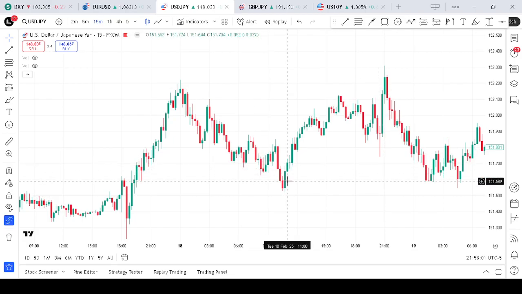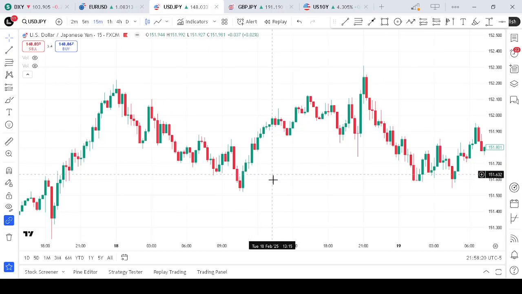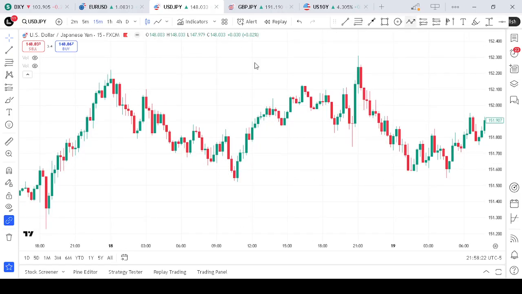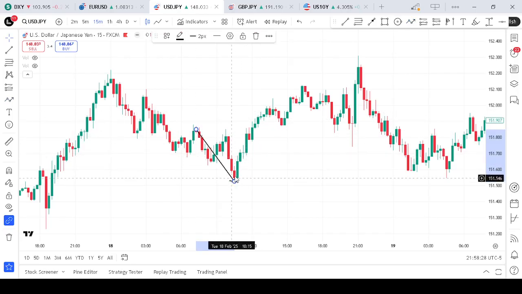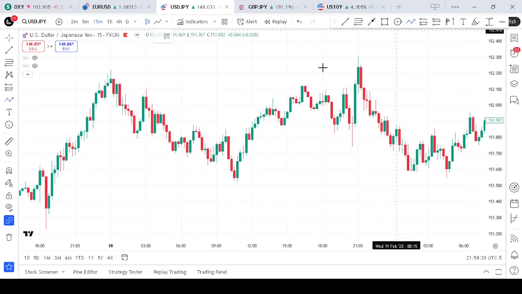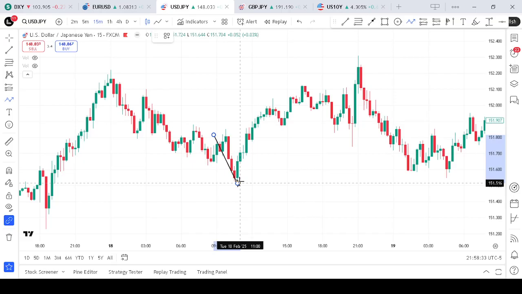Following the decline, you would notice a quick rebound in price. This recovery is crucial as it suggests that buyers are stepping in and that selling pressure might be weakening, as demonstrated on my screen. As you can see, after a quick drop in price, we can see a sudden recovery in price. This is the second step.